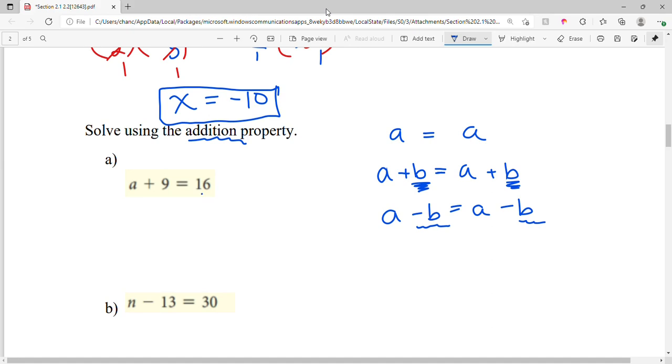I want to get the A by itself, so I'll do the opposite. What's the opposite of adding 9? That's subtracting 9. So let's subtract 9 to both sides. And we have A is equal to 16 minus 9. And that is 7. So A equals 7.